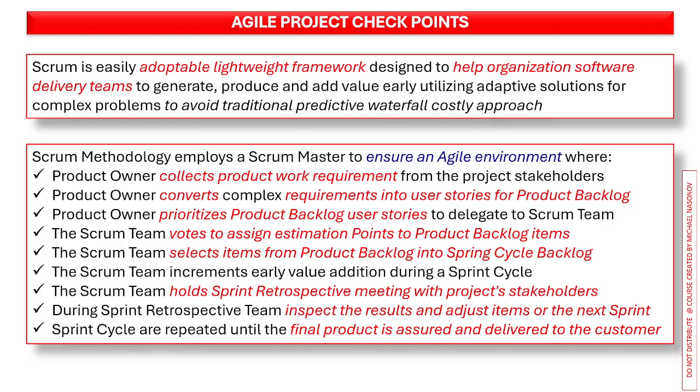The Scrum team votes to assign estimation points to product backlog items, selects items from the product backlog into the sprint cycle backlog, and increments early value addition during a sprint cycle. Additionally, the Scrum team holds a sprint retrospective meeting with project stakeholders. During such meetings, the team inspects the results and adjusts items for the next sprint. Sprint cycles are repeated until the final product is assured and delivered to the customer.